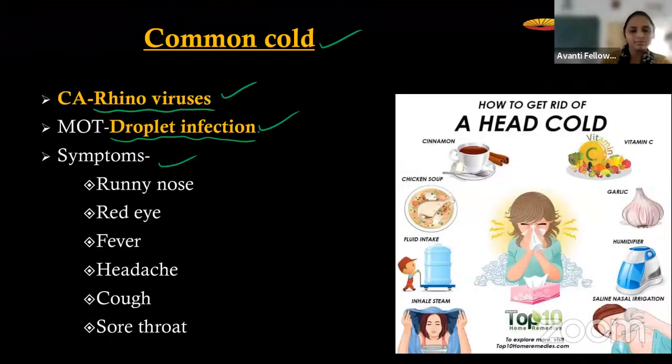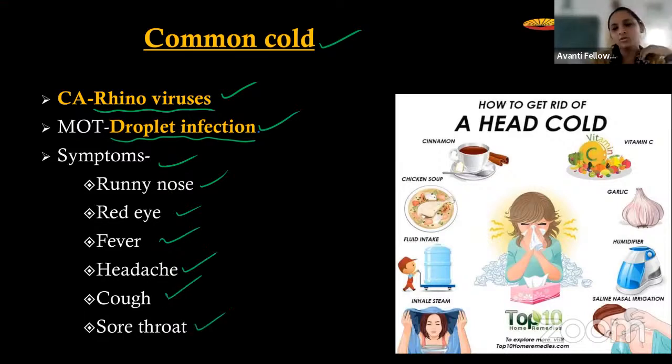Then what are the symptoms? We all know the symptoms. Yes, a running nose, red eyes, and fever. Obviously, we'll get a headache, and cough and sore throat. When we have a cold, we are not able to talk properly also. Some persons will get a sore throat. So these are all the symptoms of the common cold. The important thing is, you know the symptoms, but you have to remember the causative agent, rhinovirus.